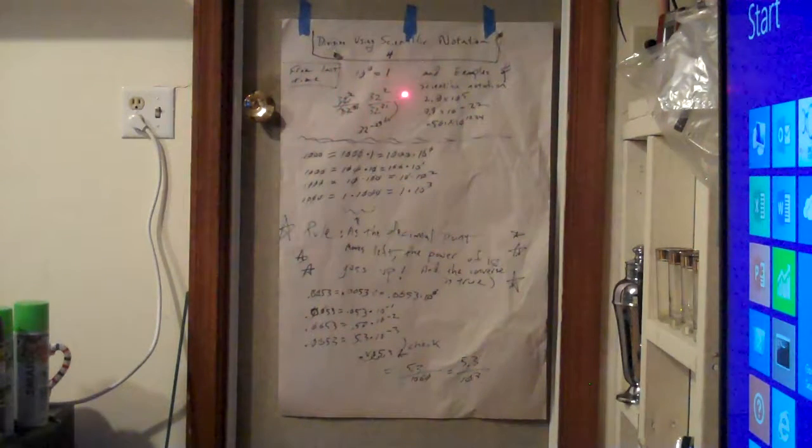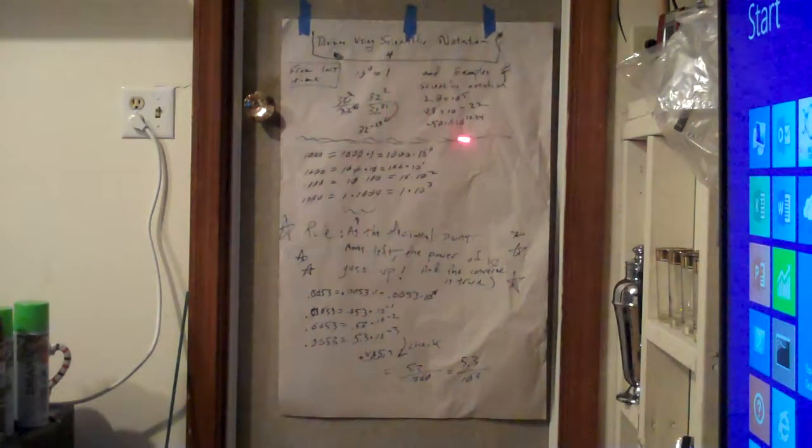And we talked about if we had something like 32 raised to the second power divided by 32 raised to the 31st power, we would end up taking the base of 32 raised to the power of 2 minus 31, or 32 to the negative 29 power.